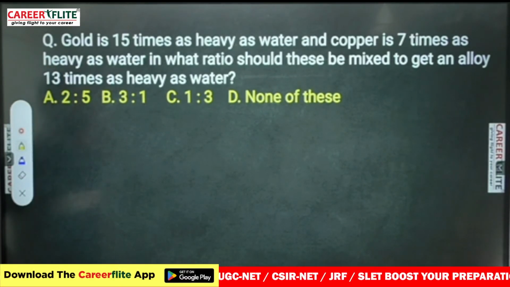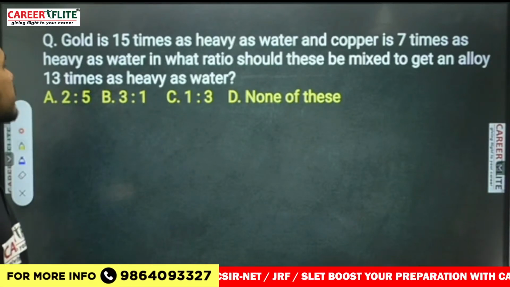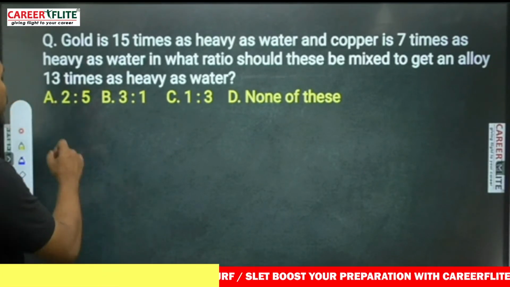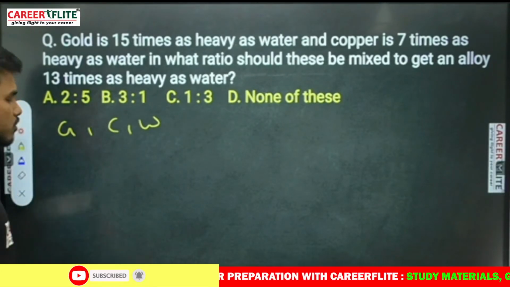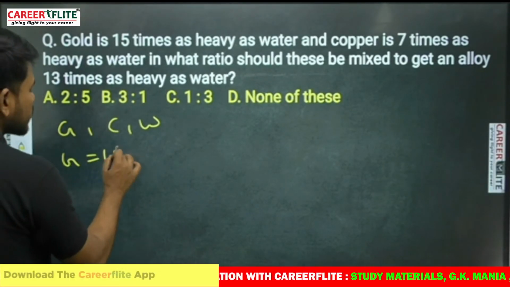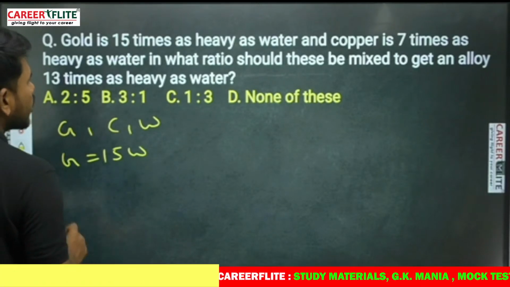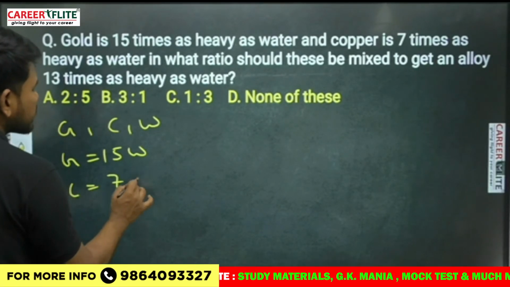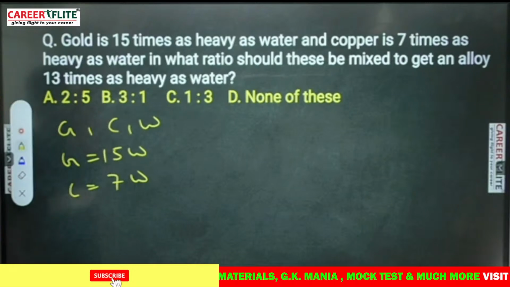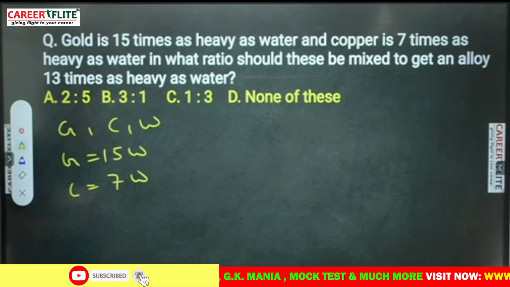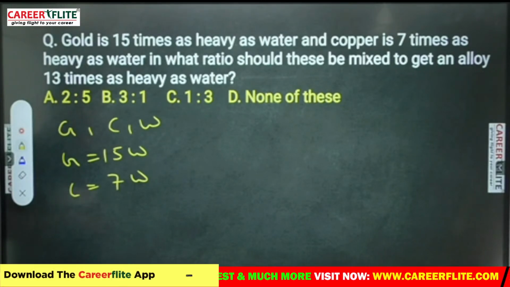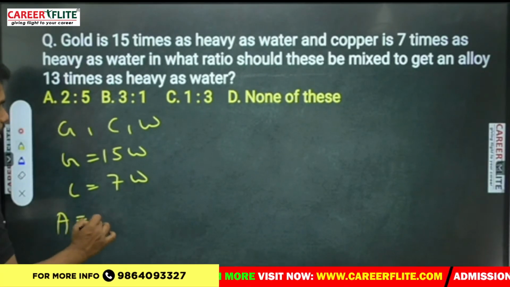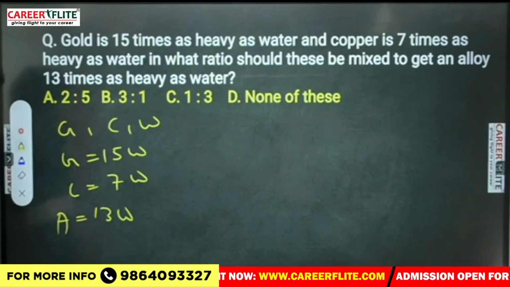Gold is 15 times as heavy as water and copper is 17 times as heavy as water. So gold, copper and water are three quantities, right? It is given: in what ratio should these be mixed to get an alloy 13 times as heavy as water? So this alloy is 13 times heavy as water, right?